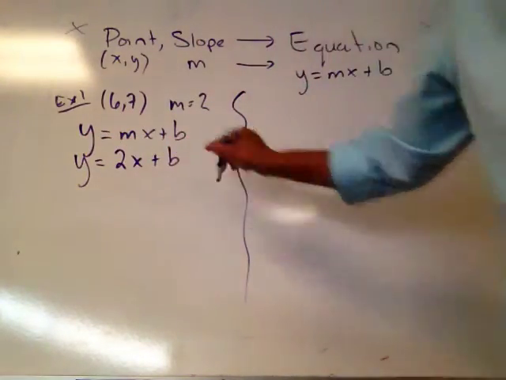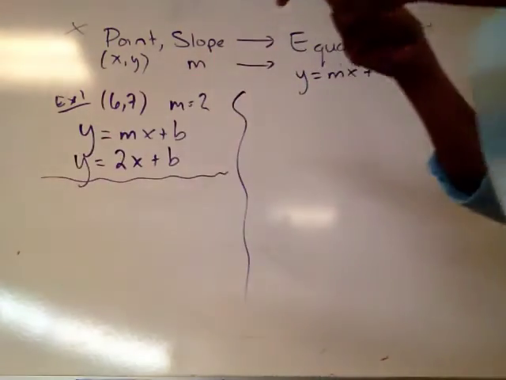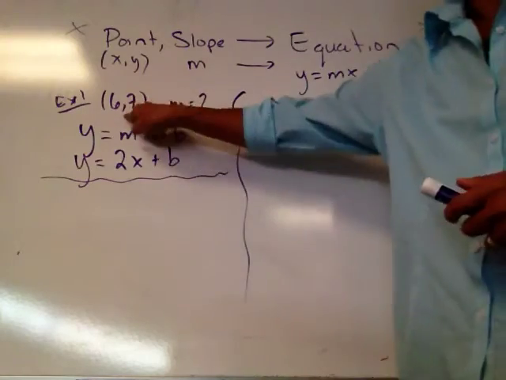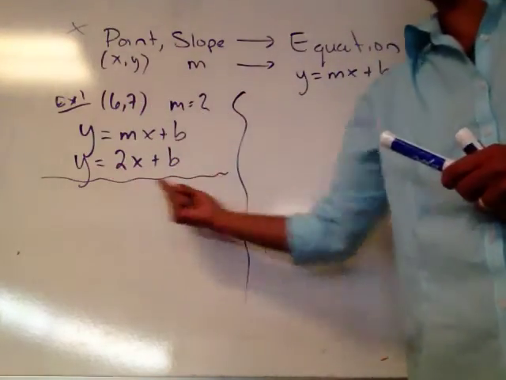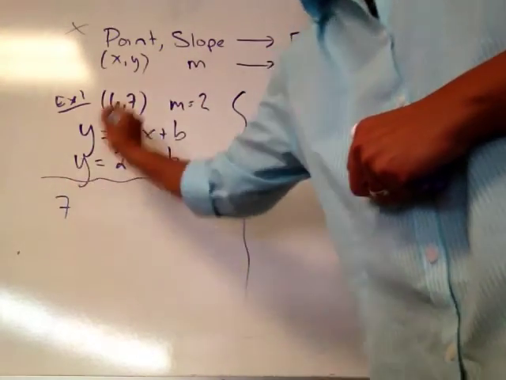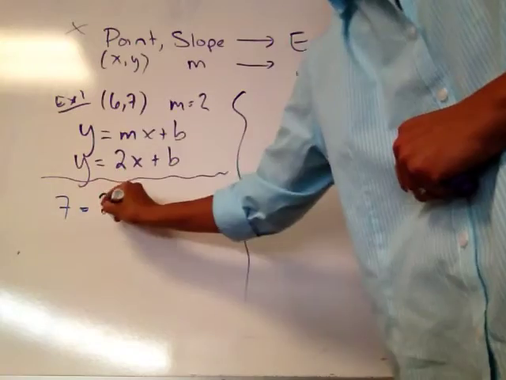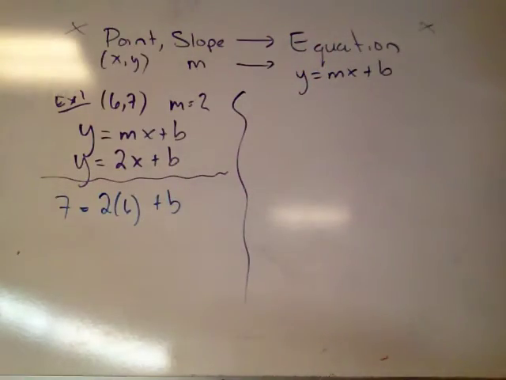The problem is I don't know what b is. So let's do a little aside here, and I'm going to solve for b by using this point. Now remember, my point is just x and y. That point is on the line. So what I'm going to do is take that 7 and substitute it in for the y. I'm going to take the 6 and substitute it in for the x. And now I can solve for b.